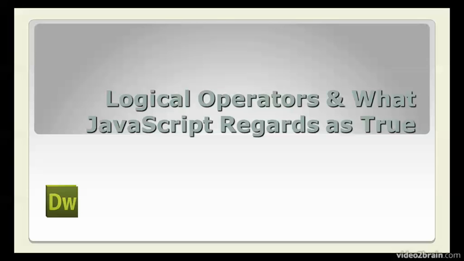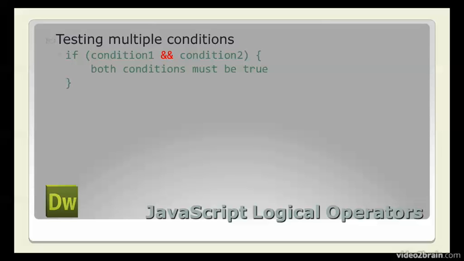In this lesson, I'm going to explain the JavaScript logical operators and what JavaScript regards as true. Both play important roles in conditional statements that determine what action to take, depending on values that are not known in advance. The first logical operator is a pair of ampersands. This is JavaScript's way of saying AND.